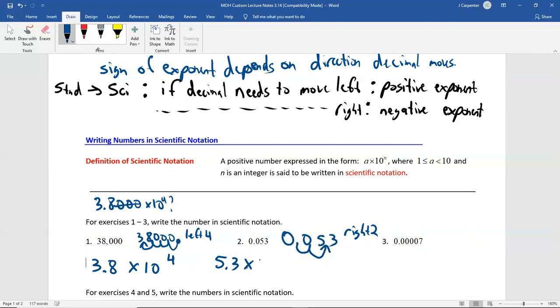So then we have our times 10, and you can use a dot instead of an X as well. That doesn't matter. And then the exponent, since we moved it twice, has to be a 2, but we moved it right this time, which means the exponent's supposed to be negative. So that's a -2 here.